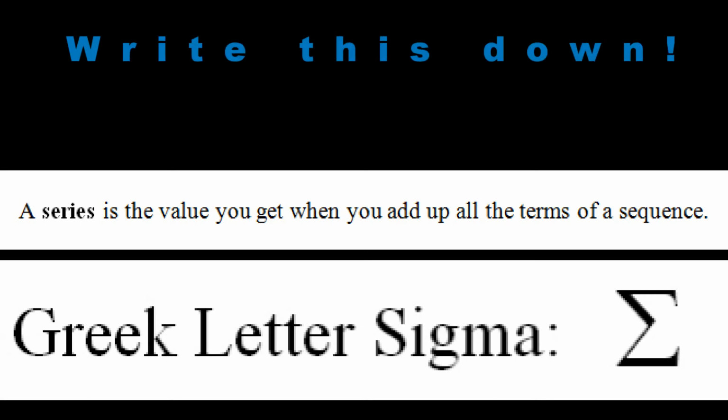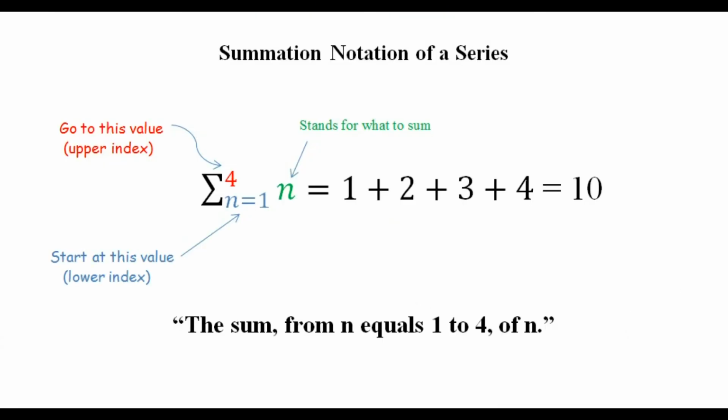A series is the value you get when you add up all the terms of a sequence. To indicate a series, we use the Greek letter sigma, which corresponds to a capital S, and it means to sum up. It is important to recognize the difference between a sequence and a series. While a sequence is a set of terms, a series is a sum of those terms.